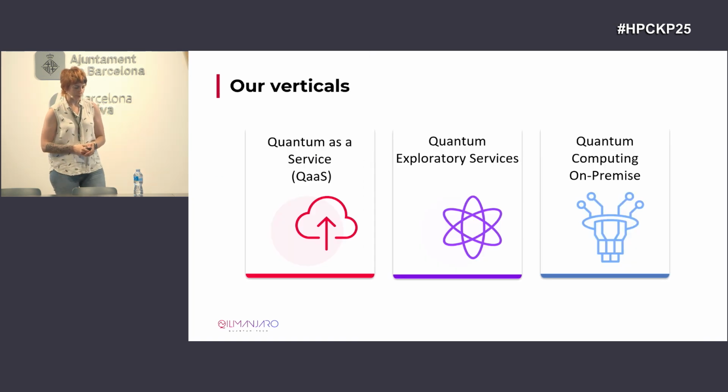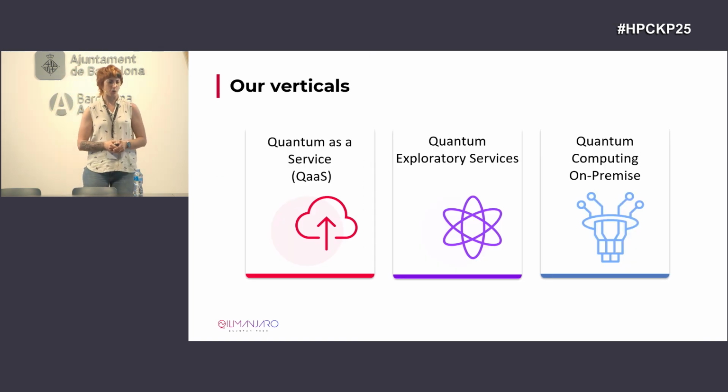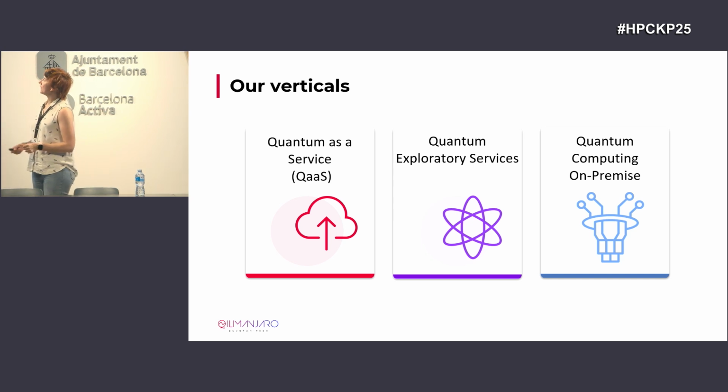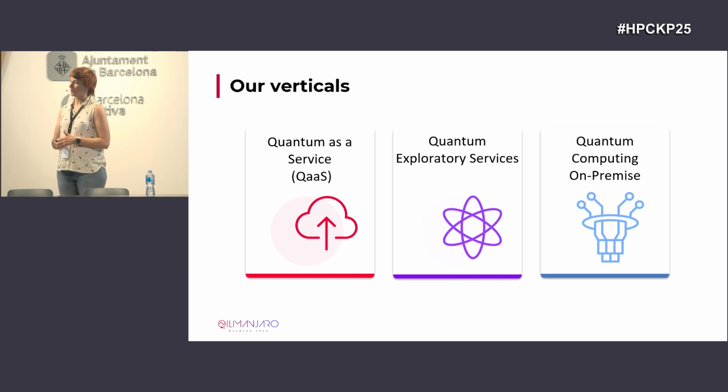So just to finish a little bit with the corporate stuff, otherwise Jordi will say you have to be more technical. We have 3 verticals in our company, so 3 main business models.